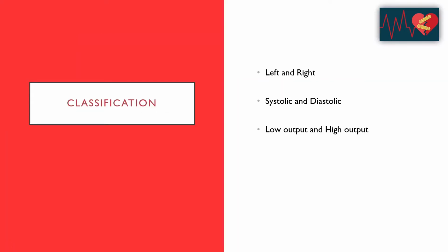Heart failure can be classified in different ways. You may have heard it being classified as left and right, systolic and diastolic, low output and high output. These aren't absolutely separate terms. For example, the left side of the heart can fail, and it can be due to systolic failure or diastolic failure, or a combination of both. And equally, systolic failure can occur due to low output or high output.